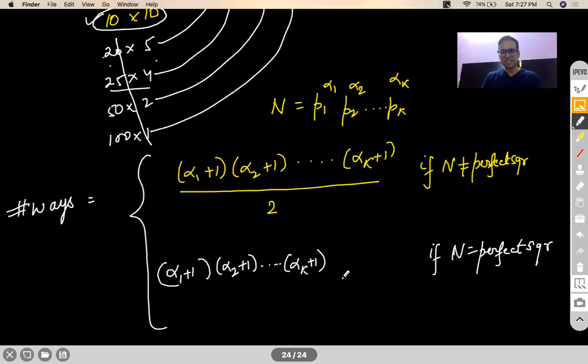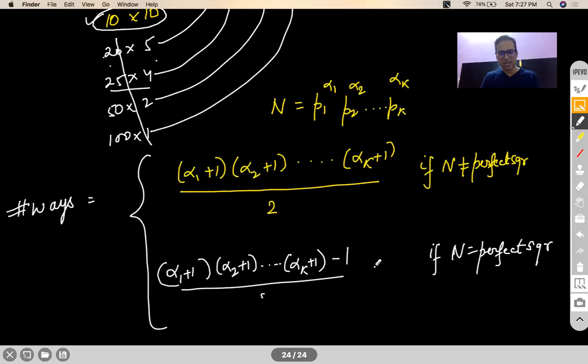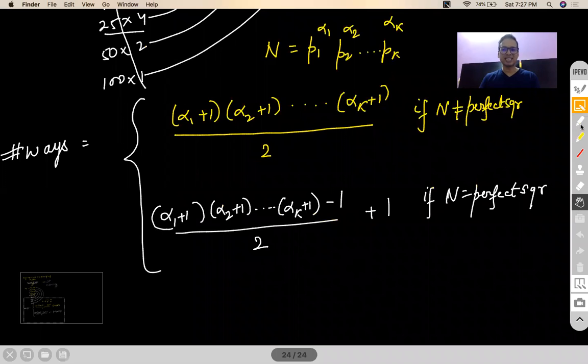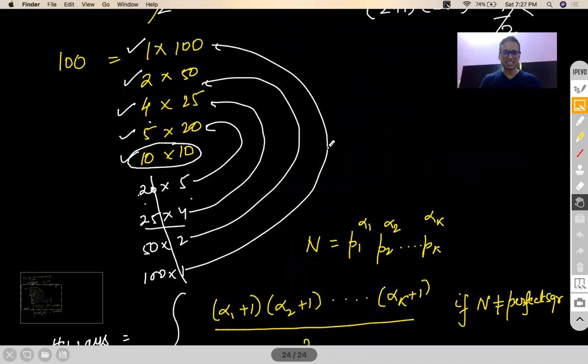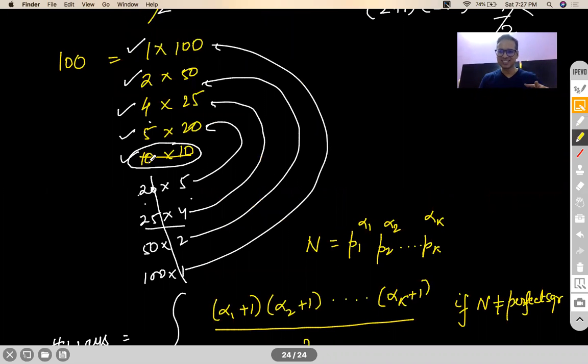Now, this is what normally we do: we subtract a 1, we divide by 2, and we add a 1. Many books will directly write it like this. Why did we subtract a 1? Because you removed the last guy. Whatever is left is always a multiple of 2. Divide by 2 and then add this one back. So many books will do this.